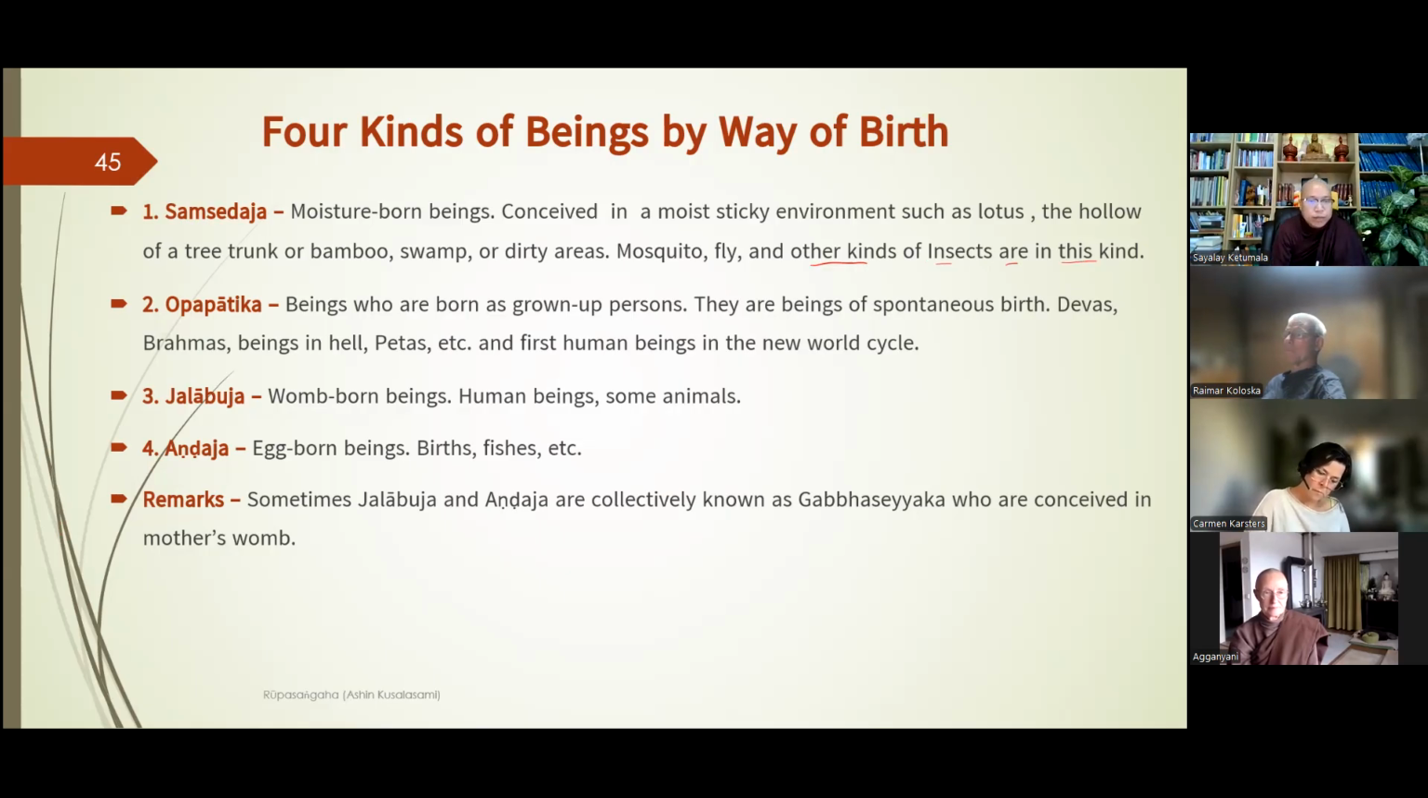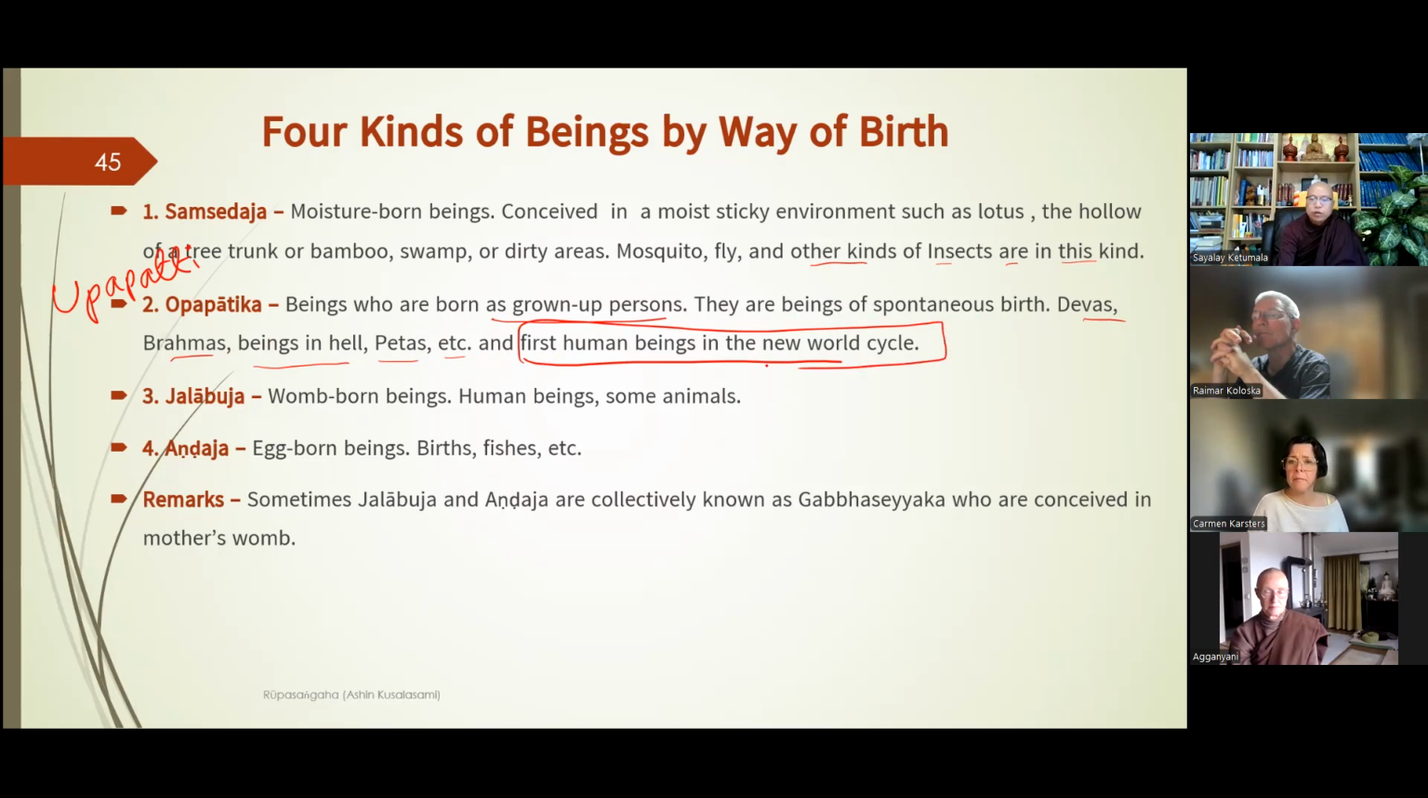And next is the Upabadika. Upabadika, sometimes you may find the Pali word Upabadi, the same. Beings who are born as grown-up persons. They are beings of spontaneous birth: devas, brahmas, beings in hell, petas, etc. And so this is special: first human beings in the new world cycle.